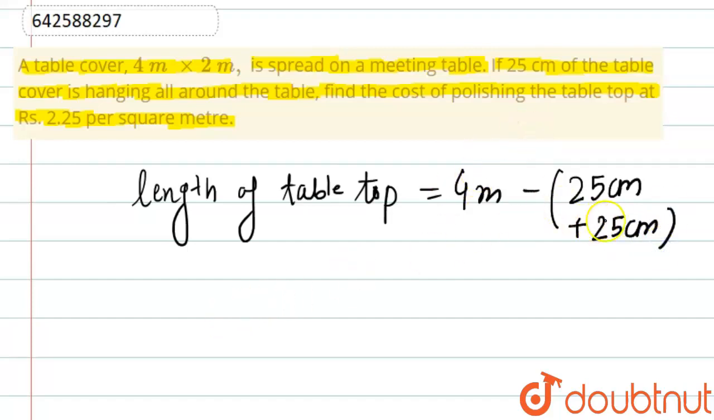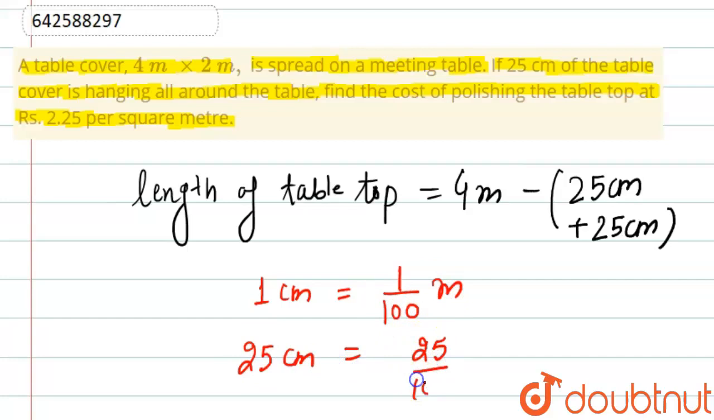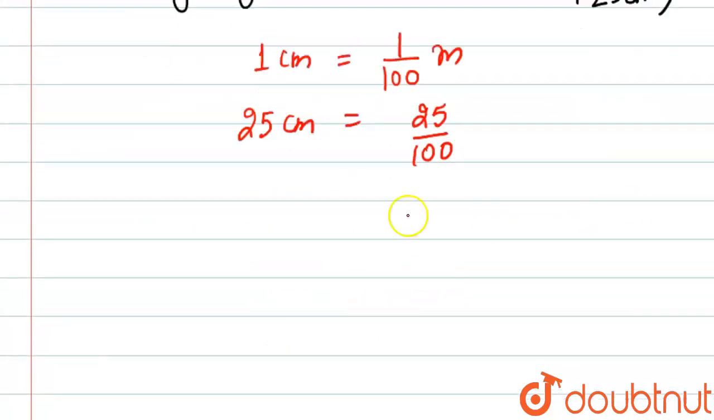Now if you look, this is in centimeter and 4 is in meter. So first we will convert this centimeter dimension into meter. For that the formula is 1 centimeter equals 1 divided by 100 meters. So for 25 centimeter that will be 25 divided by 100. If we solve this, we will get 0.25 meters.